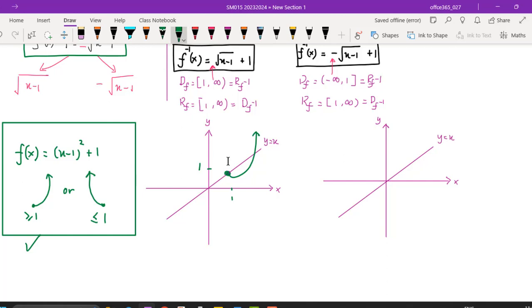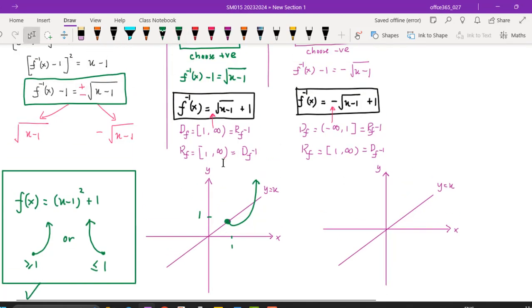The function is a square root function. For a positive square root function, it will be going up. So this will be f inverse, and this will be f(x). They still look symmetrical.